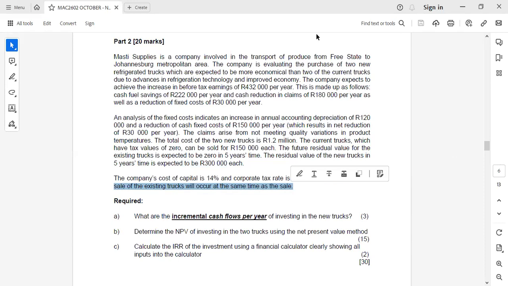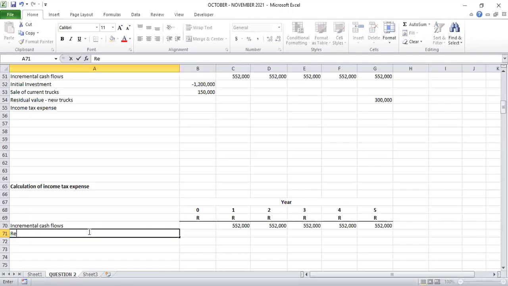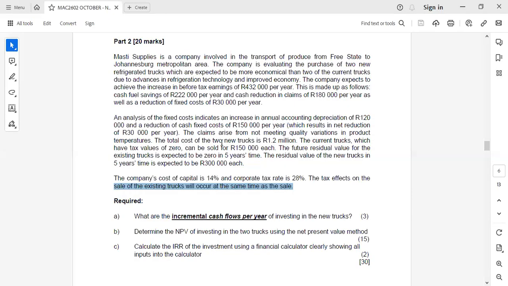Right. So then there will be recoupment on sale of current trucks. Remember, recoupment is just like what we call a profit on sale in accounting. These trucks, we are told, have tax values of 0. That means their value is 0. So if they are sold at 150,000 each, that means... oh, I think we made a mistake. They said 150,000 each.